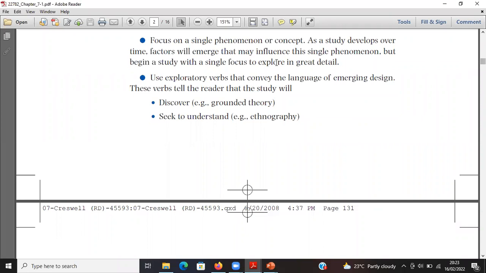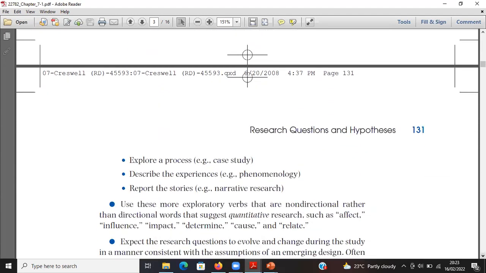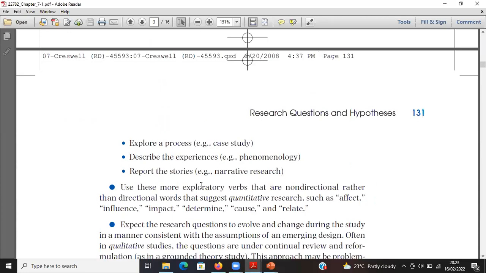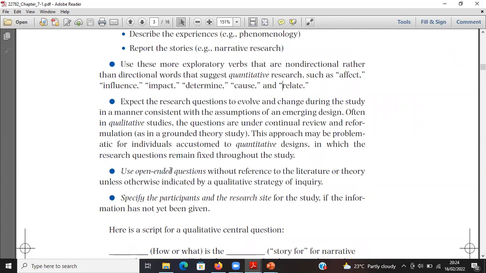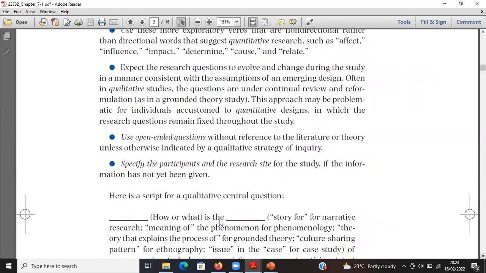If it's qualitative in nature, if it's trying to discover, seek to understand, they even point out which methods seek to understand and explore a process. If you're looking at the effect, the influence of one thing over the other, the impact of this to determine the cause, the relation, that is quantitative research. When it's qualitative, you have an open-ended question. So the central question may start with how or what, because that is seeking a story, a narrative.